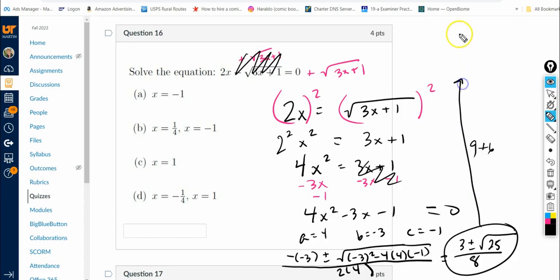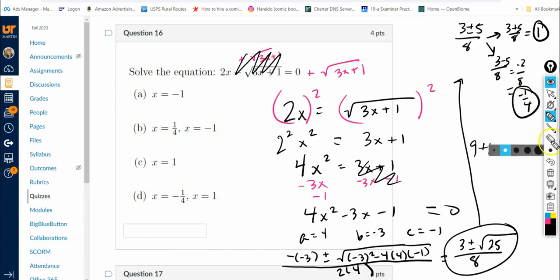So this will become 3 plus or minus 5 all over 8. So I'll either have 3 plus 5 over 8, which is 8 over 8, which is equal to 1, or I'll have 3 minus 5 over 8, and that's going to be negative 2 over 8, which is negative 1/4. But I have to make sure it's allowed in the original equation.